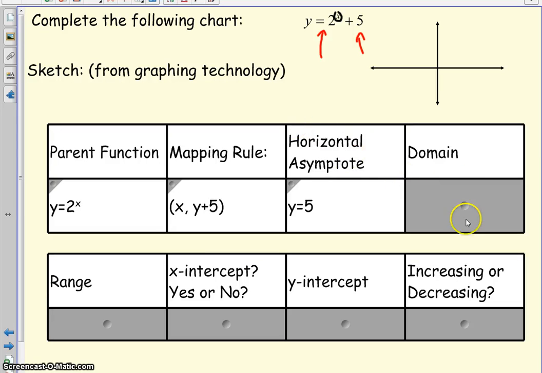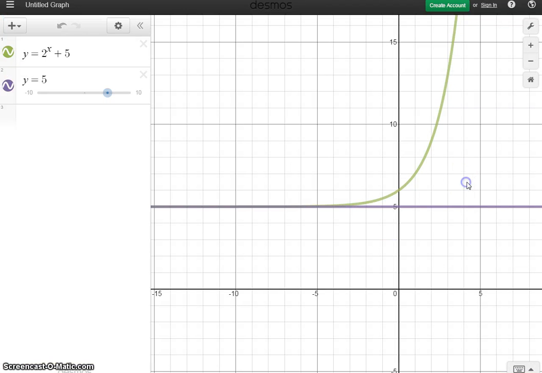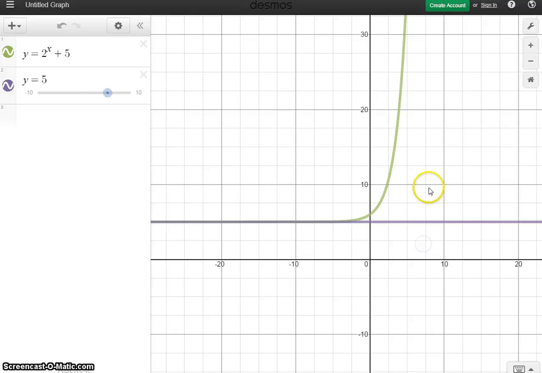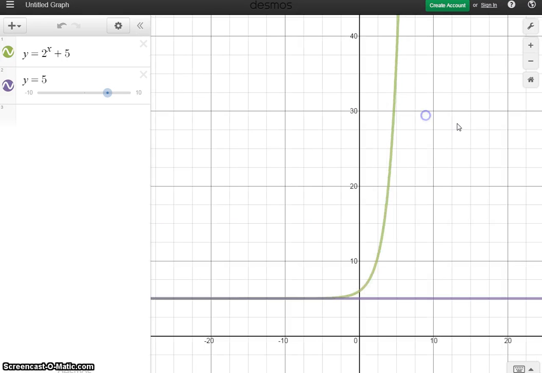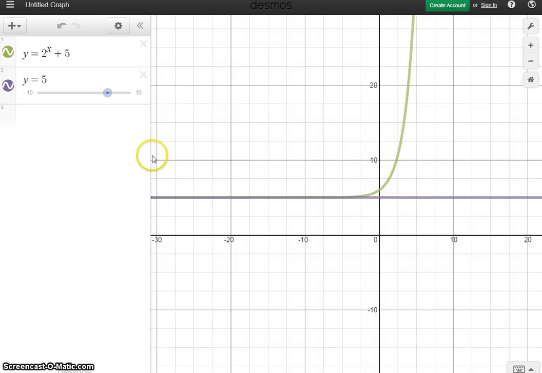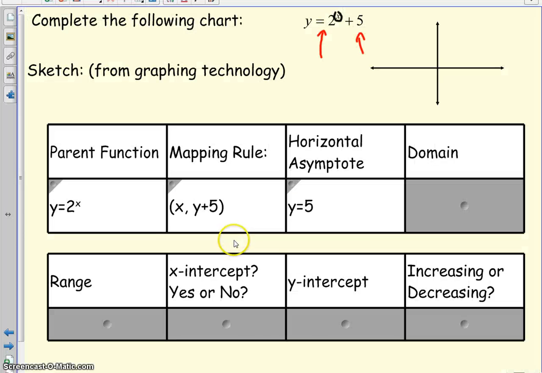As for your domain, if you look at this graph here, x continues on forever in all directions. It does get steeper and steeper, but it continues on forever to the right, and continues on forever to the left as well. So the domain here is simply going to be x an element of all real numbers.